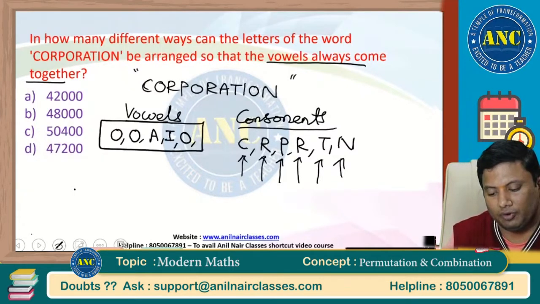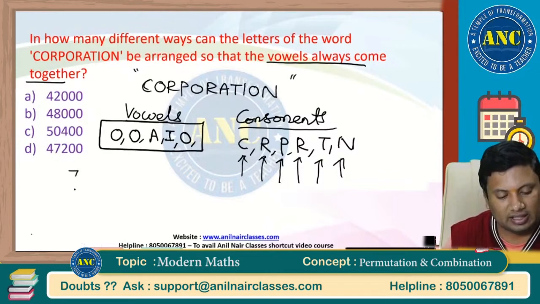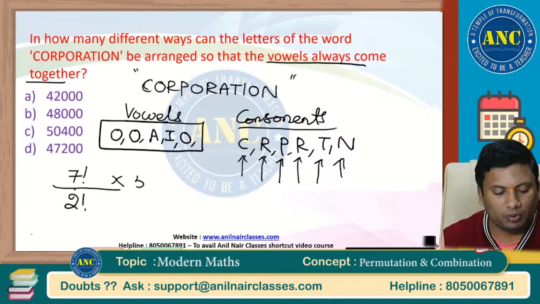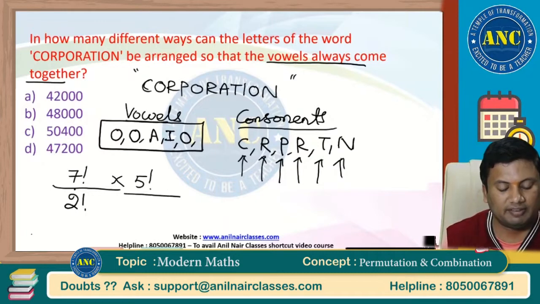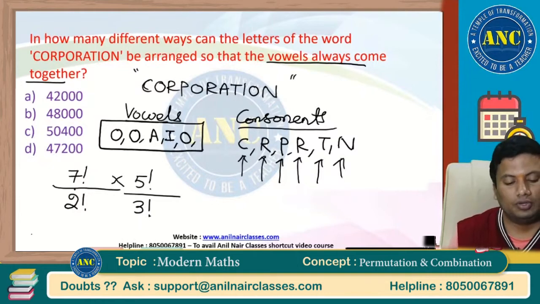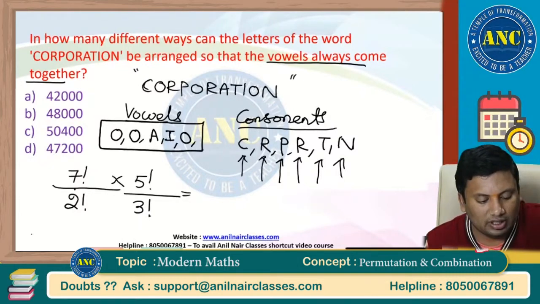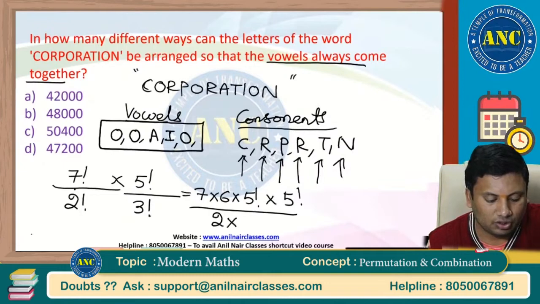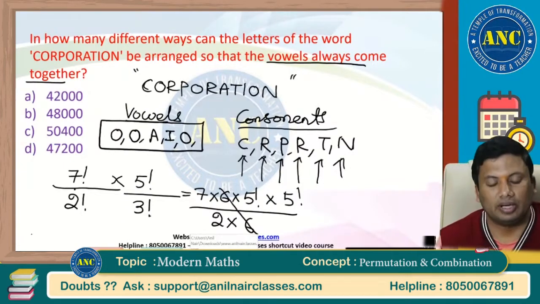1, 2, 3, 4, 5, 6. With the bag, it is nothing but 7 factorial. R is repeated twice, so it is 7 factorial by 2 factorial. These 5 vowels can be arranged among themselves in 5 factorial. O is repeated thrice, so divide by 3 factorial. I hope it is clear. So this is 7 into 6 into 5 factorial into 5 factorial divided by 2 into 3. 3 2s are 6.